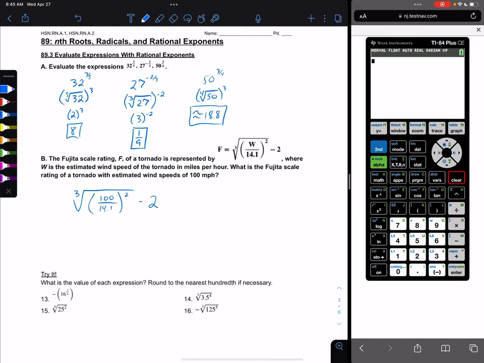This problem really just gives us good practice using the calculator. We're obviously not going to do this by hand. It'd be far too much work. So let's use the calculator and go step by step. I would start with 100 divided by 14.1. I get this number here.